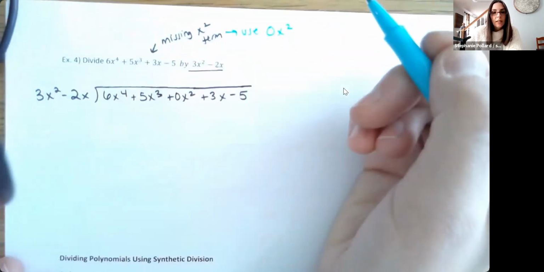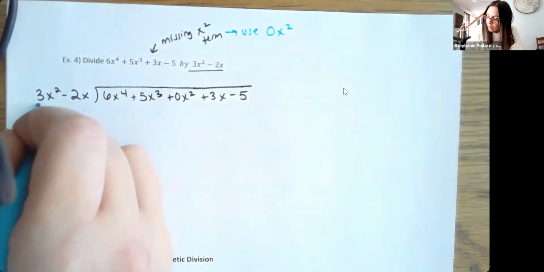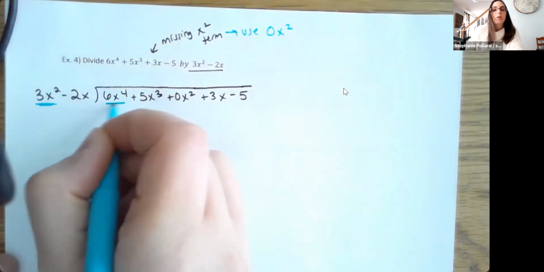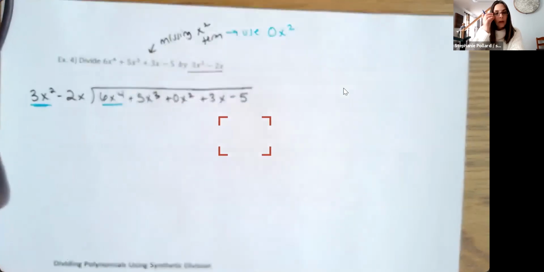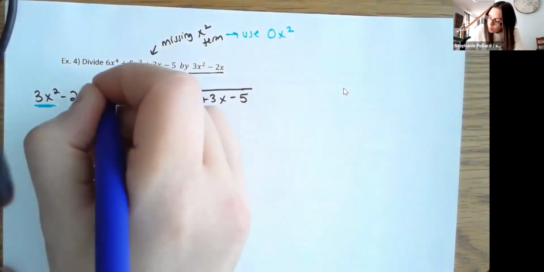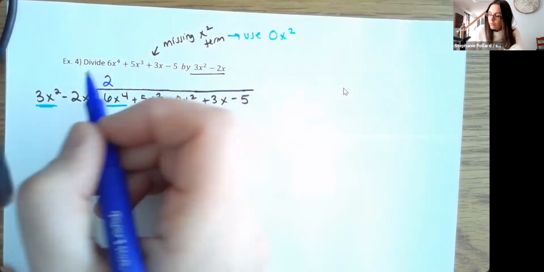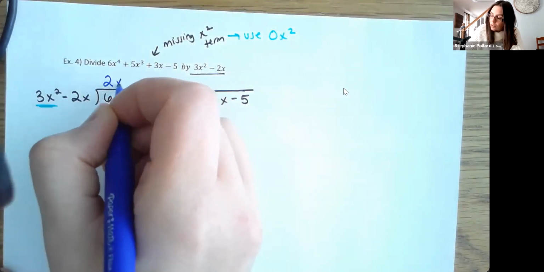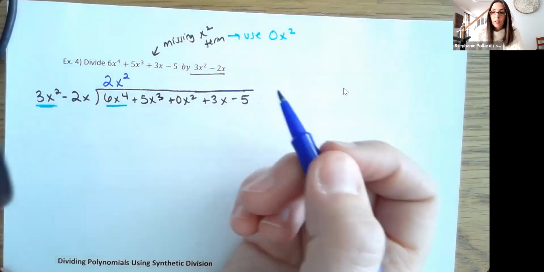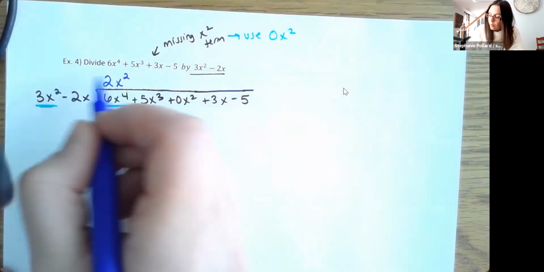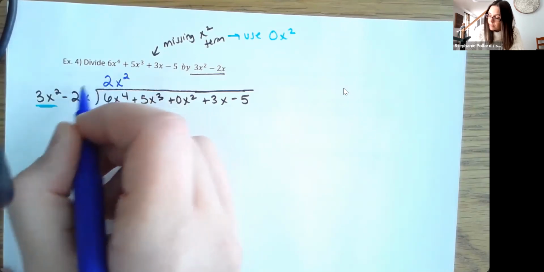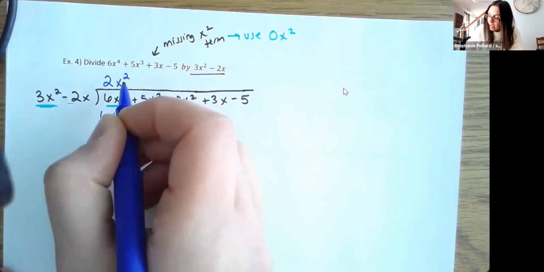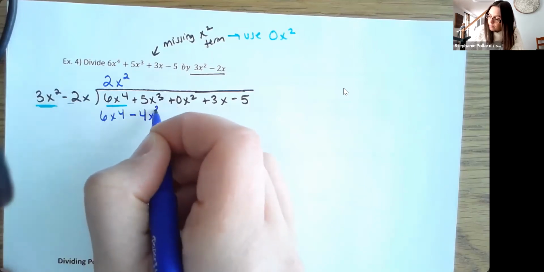Okay. All right, so let's look here. So I'm going to start with my leading terms. And those are the only two that I'm focusing on. So 3x squared and 6x to the 4th. And I'm trying to think of, okay, what am I missing here to get these to match? Well, 3 times 2 would be 6. And to go from x squared to x to the 4th, I'm missing 2 x's. So I would use an x squared term. Multiply this out, you get 6x to the 4th. And then here, 2 times negative 2 is negative 4. X squared times x is x cubed.